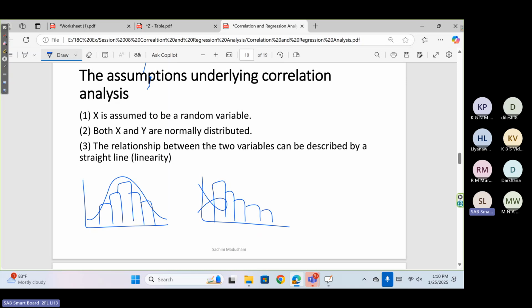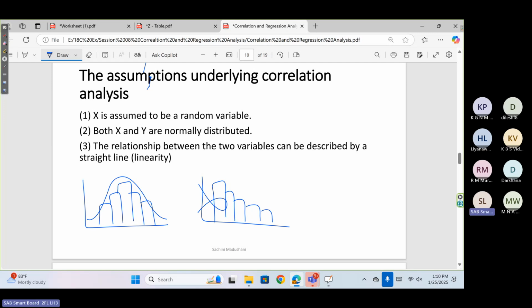Other thing is we take two, one for the independent and one for the dependent. We need to draw two histograms. When we do the correlation analysis using the software, we need to take two histograms, one for the independent and one for the dependent. We cannot take both together.